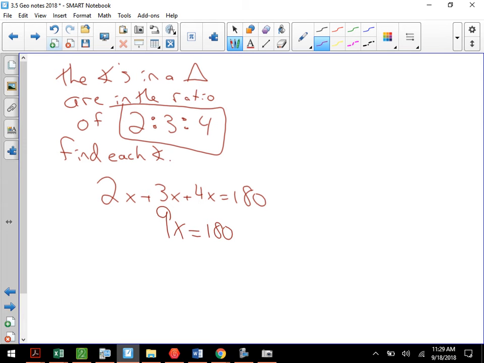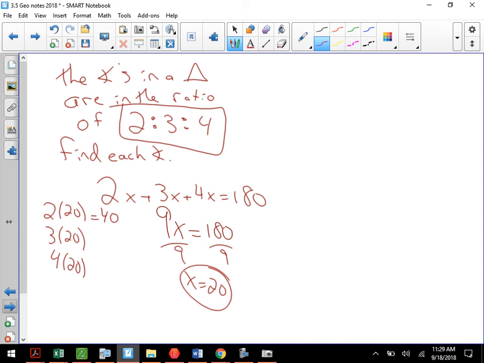What do you do to solve for x? Divide. What do you get? The common ratio between the three angles was 20. But to figure out what each angle measures, it's 2 times 20, 3 times 20, and 4 times 20. And hopefully when you add them together, you get 180. Last time I checked, 40, 60, and 80 is 180.